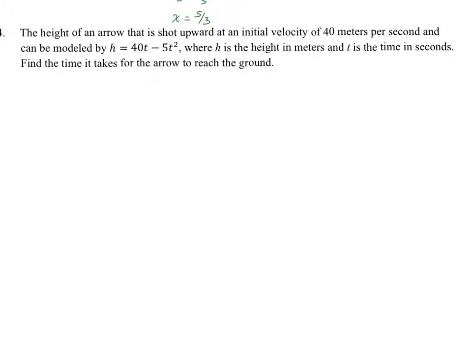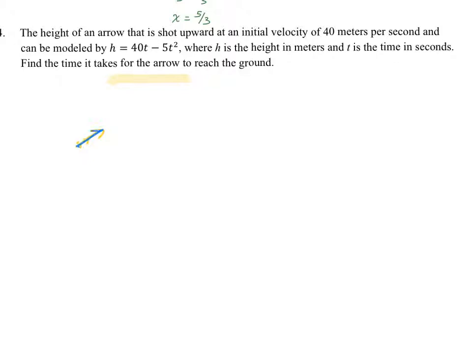We know that every time we see a word problem, we get really nervous because there's words and math and all that stuff. But you should already know that you are simply working with quadratics at this point. If we read the question first, it says, the height of an arrow that is shot upward with an initial velocity of 40 meters per second can be modeled by, okay, so they're giving me the equation. They're not even telling me that I have to know how to write the equation.